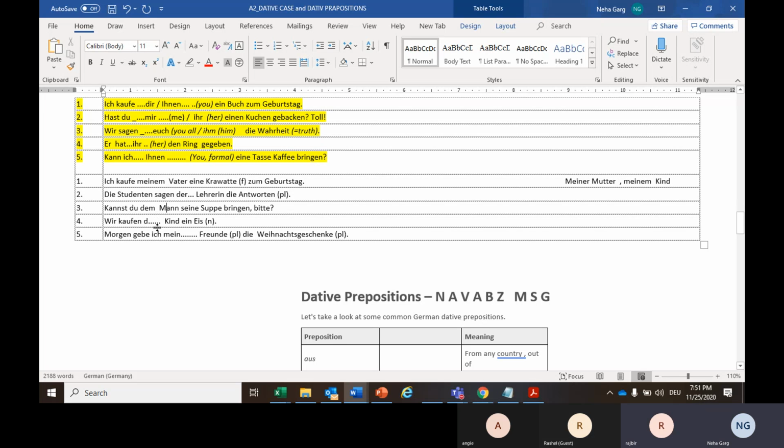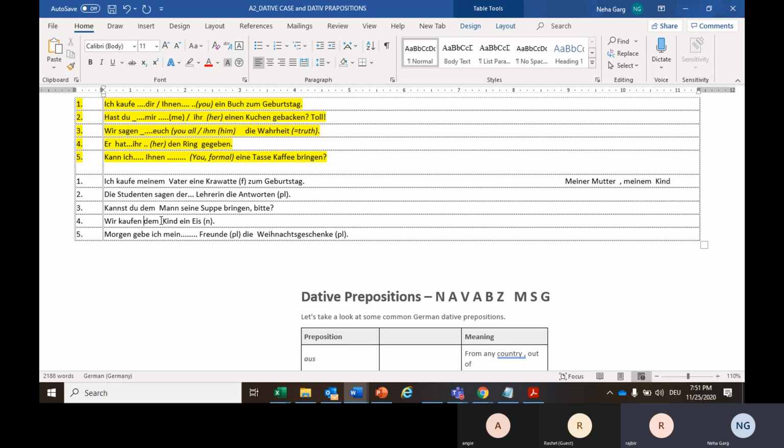Next sentence. Wir kaufen den Kindern ein Eis. Ice means ice cream. So we are buying an ice cream for the children.